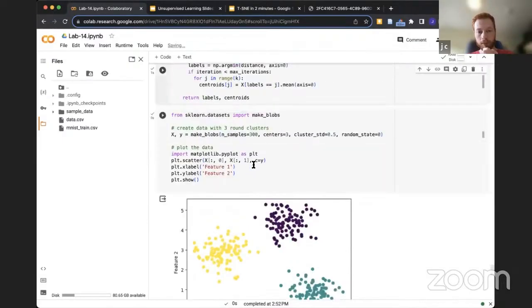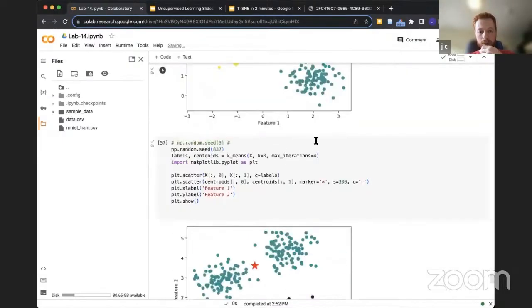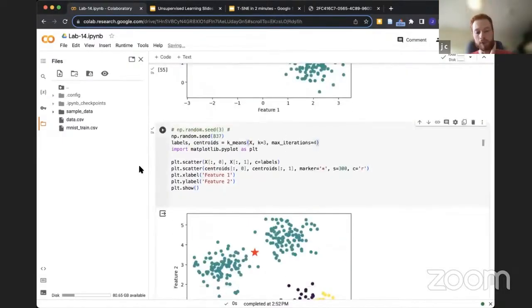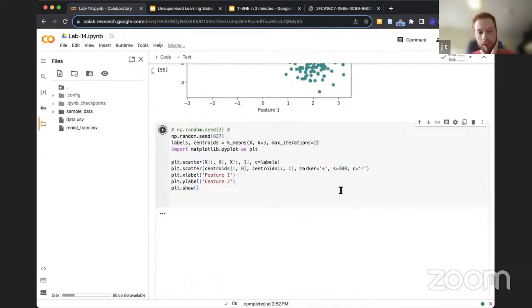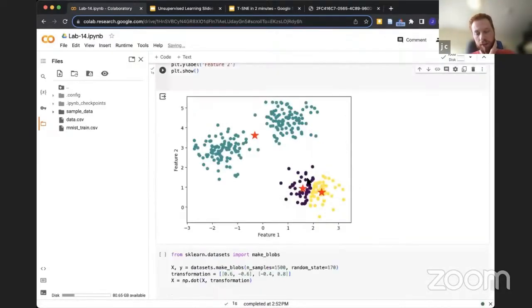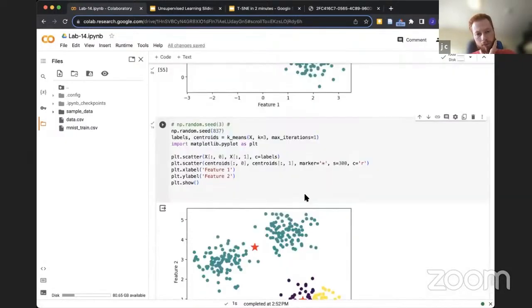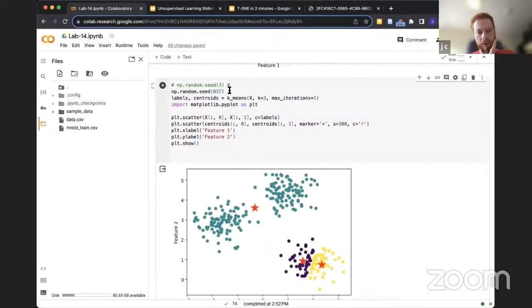Now we go back here and we set max iteration to 1. We run it for 1 iteration. You can see, okay, this is how it gets initialized. It's very close to the end already. Let's try this one.